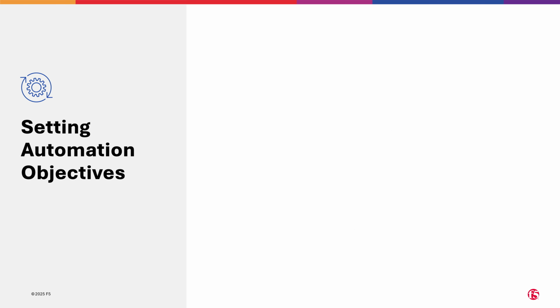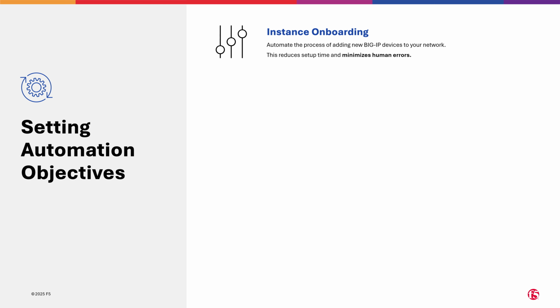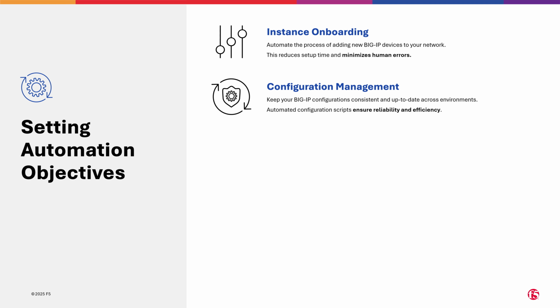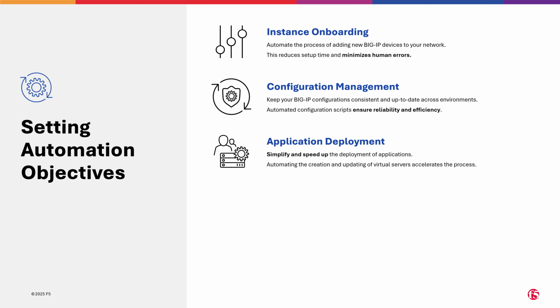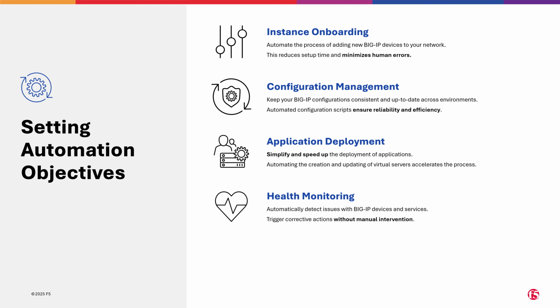Here are 5 key areas to consider when investigating automation opportunities. Instance onboarding: automate the process of adding new BigIP devices to your network to reduce setup time and minimize human errors. Configuration management: keep your BigIP configurations consistent and up to date across environments with automated configuration scripts. Application deployment: simplify and speed up the deployment of applications by automating the creation and updating of virtual servers, pools, and monitors.